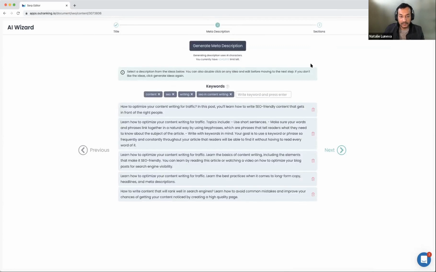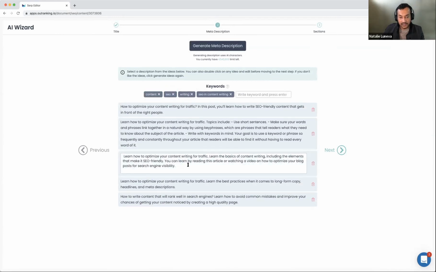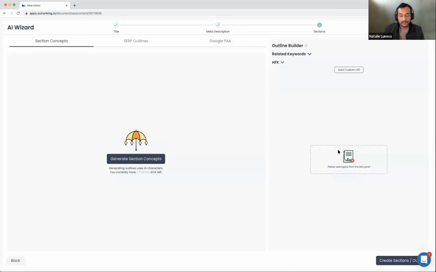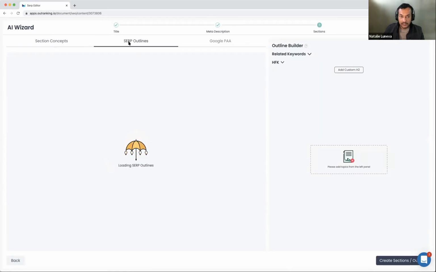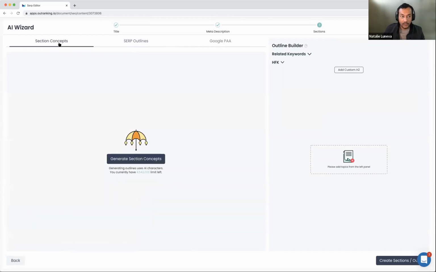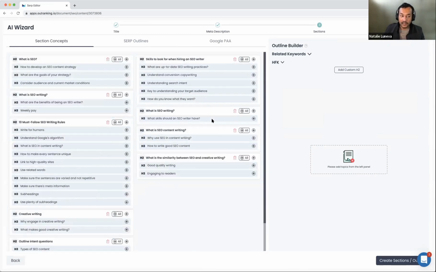And then we generate some meta descriptions. So you can pick the one that has been generated by us, or similarly, you can double click on it and edit it. Once you click on it, you can click next. Okay, so once you have your title and your description, now it's time to create an outline, right? So you can simply browse through SERP outlines and curate ideas from here, or you can use section concepts to generate AI ideas using SERP information.